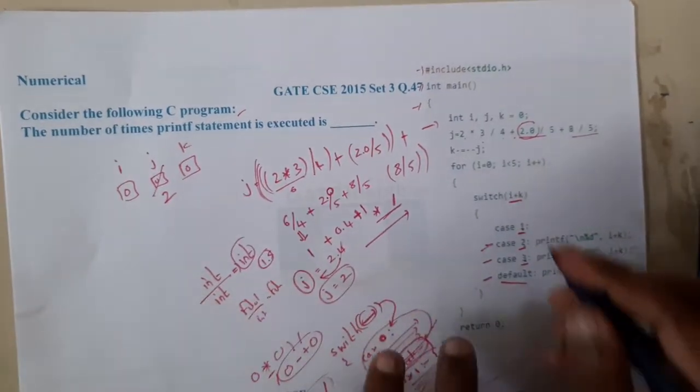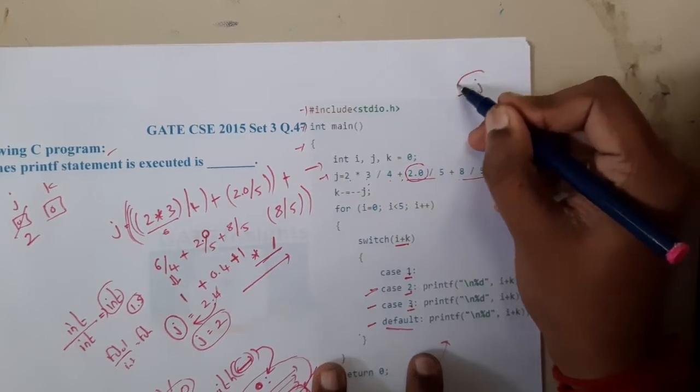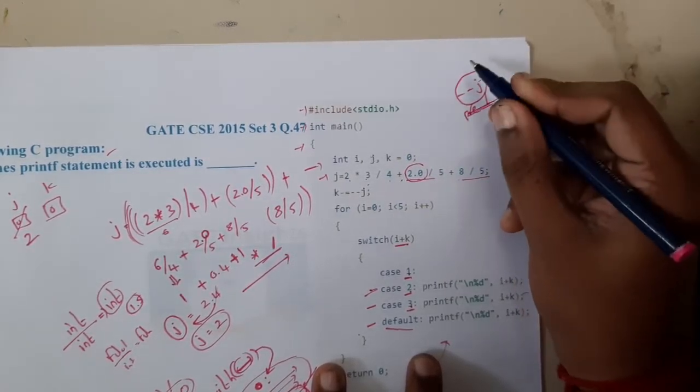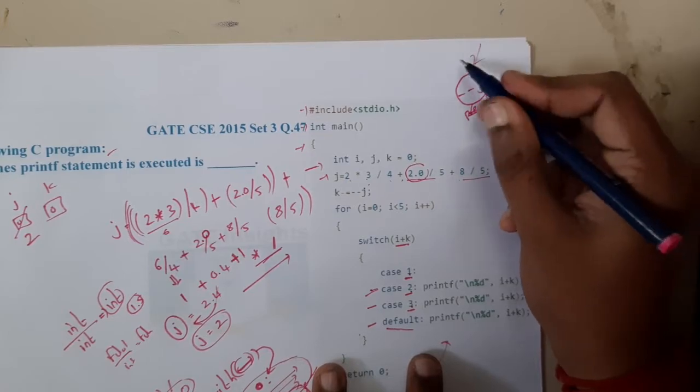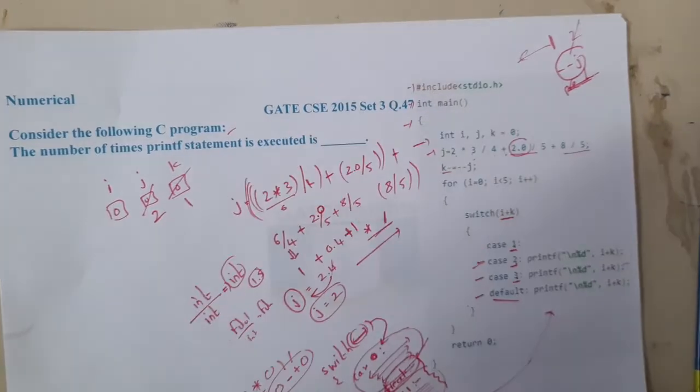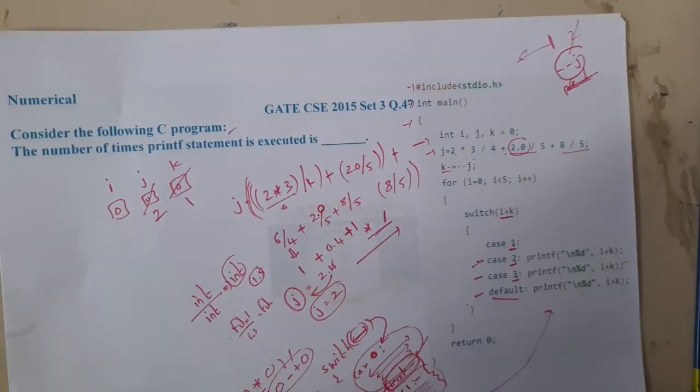Okay, so now the next statement is k equal to minus j. If you recall, if it is a pre-decrement, it will do it instantly, right? So what is the value of j? It is 2. So it will decrement it to 1 and substitute it in k. So what is the value of k now? 1. Got it? Yes.